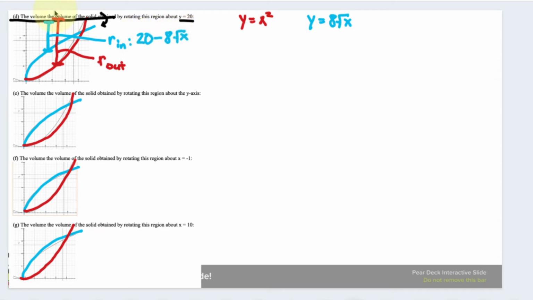If you draw what I'm drawing, everything becomes easy. But if you don't do that and you just try and remember, do I do top minus bottom?